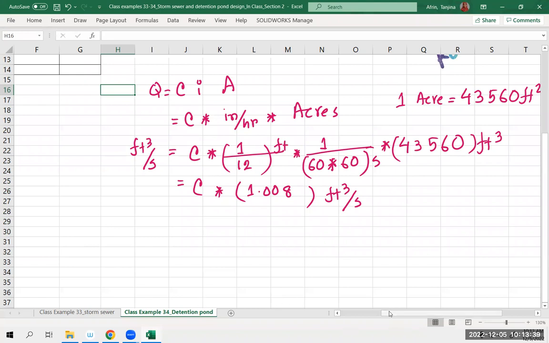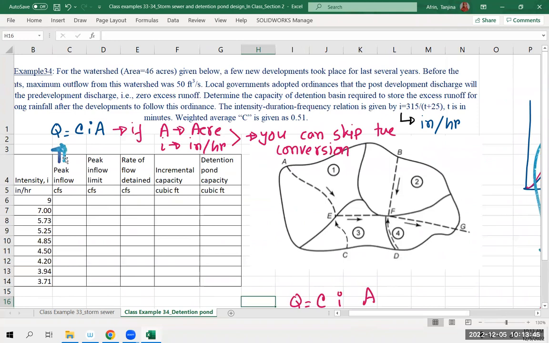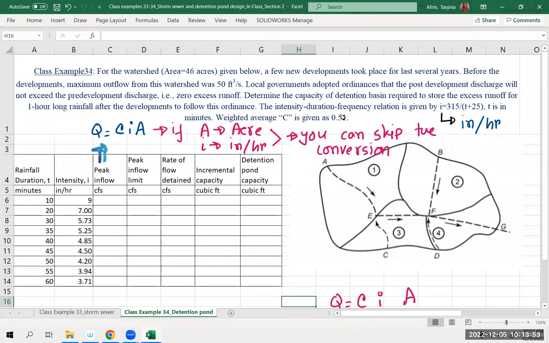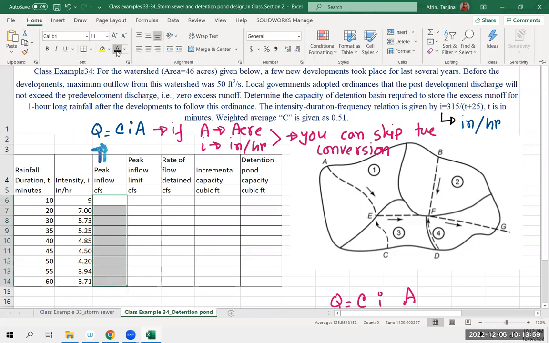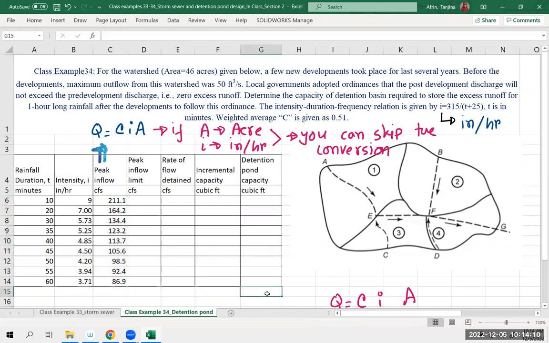Okay, great. In that case, can you calculate the Q for column C? What will be the peak inflow? CIA. Do we know the C? 0.51, yes. So just check if you got these numbers or not. Yes, that's what is missing in the question. So make sure you just add that. And make sure you save the solution.